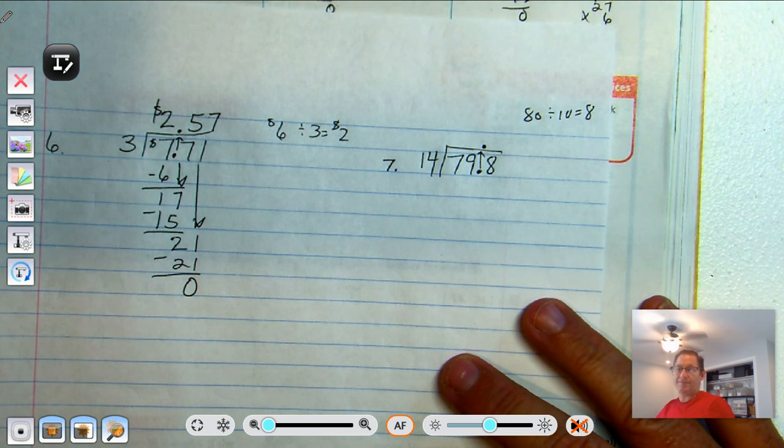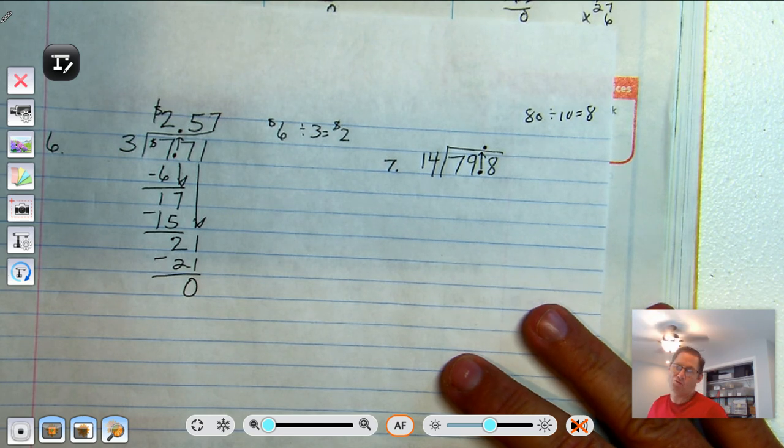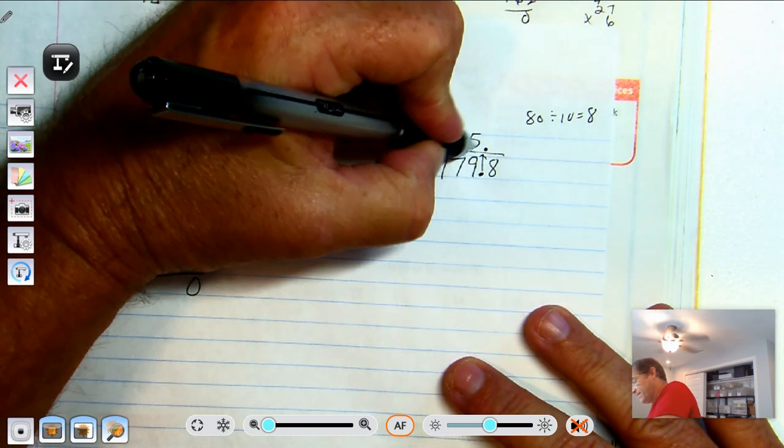All right, so now let's see. 14 groups. How can I share 79 into the 14 groups? Well, I know 5 times 10 is 50. 6 times 14, that would be 84. So it's probably going to be 5.